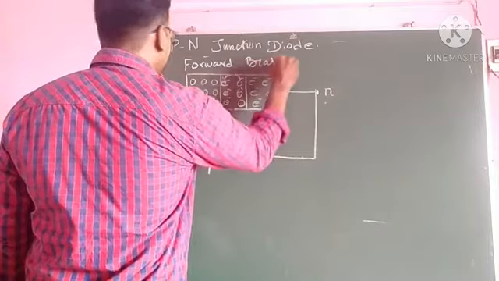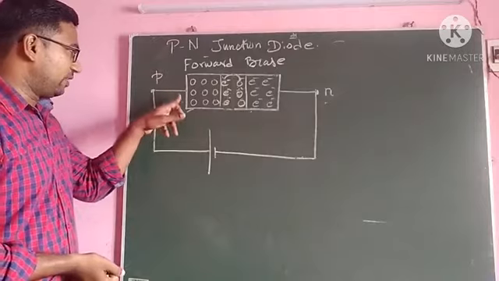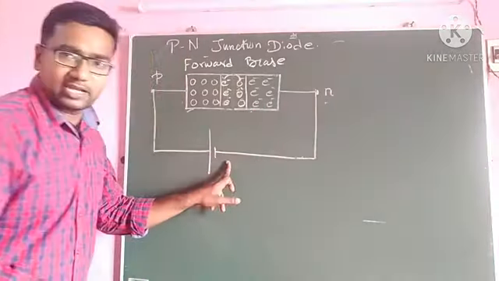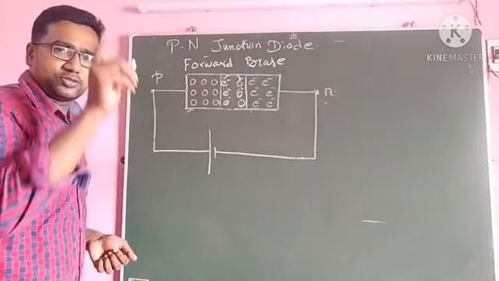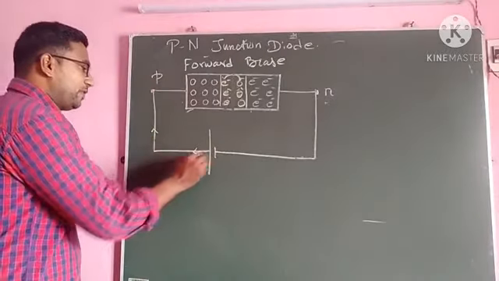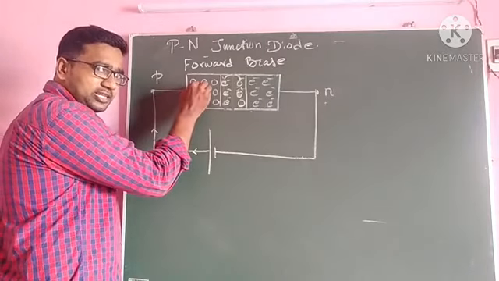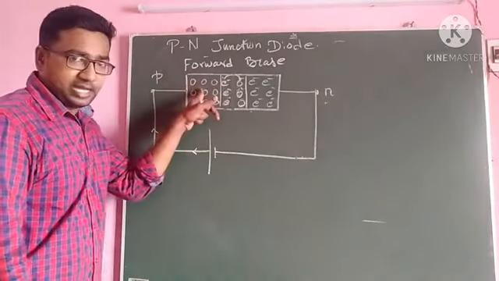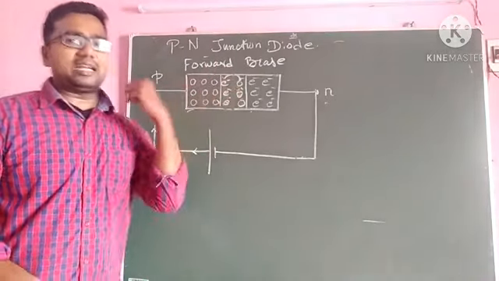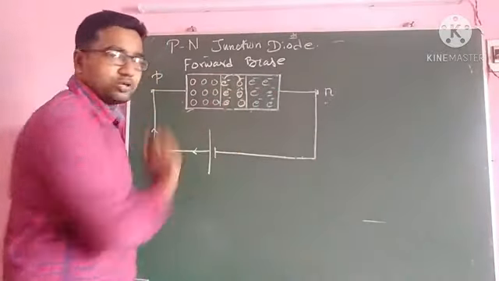What will happen when the forward bias is applied to the PN junction diode? The P-type semiconductor carries the positive potential and the N-type semiconductor carries the negative potential. When the switch is on, the current flows through the PN junction. What type of charge carrier is present in each? In a P-type semiconductor, holes are the majority carriers and electrons are the minority carriers. In an N-type semiconductor, electrons are the majority carriers and holes are the minority carriers.